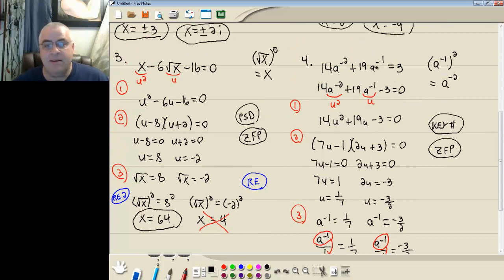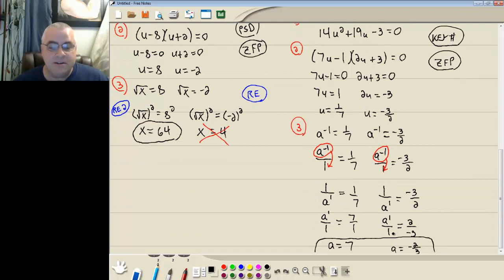have to worry about is that if you ended up with an answer that caused, this right here is 1 over a, and this is 1 over a squared. If you came up with something that caused a denominator to equal 0, then you'd have to exclude it. But beyond that, you do not check this particular type.